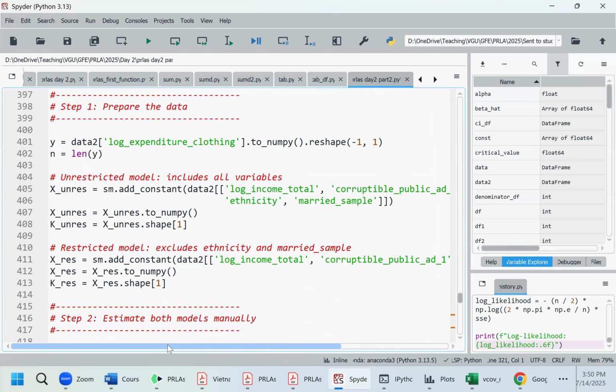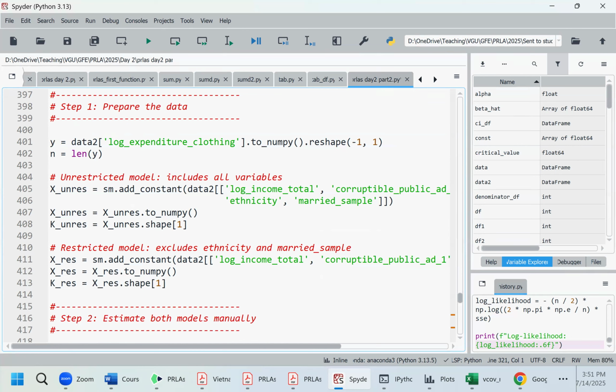So let's say we define some number here. So x, this is the x unrestricted, and with this one I have just turned it into a matrix, nothing more. Then I have k unrestricted equal to the shape. So when you say x unrestricted, shape 0 is the number of rows, and shape 1 is the number of columns. Good. And now we define the restricted model, right?